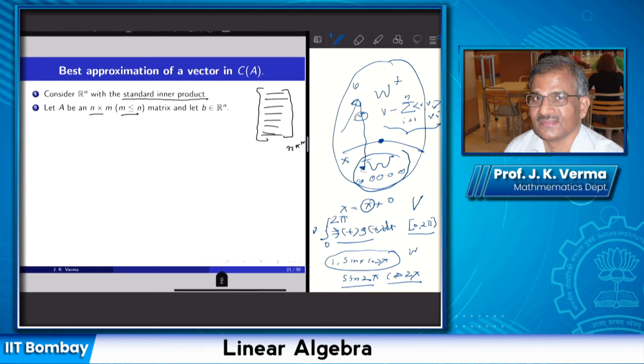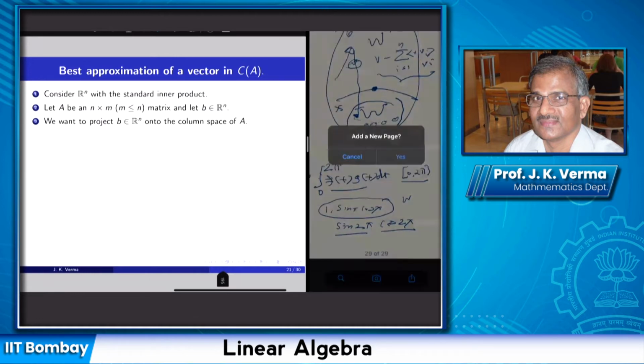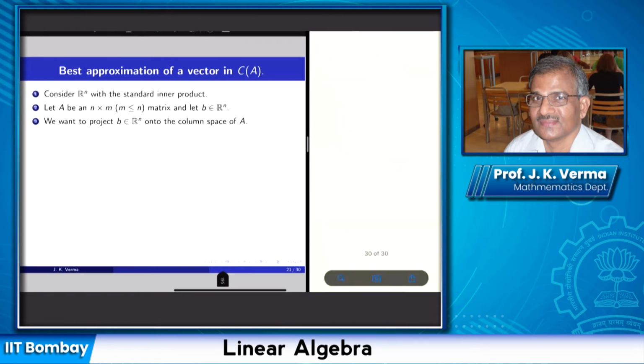The column vectors of A, there are m column vectors. They are all inside Rn. And we want to find a best approximation of a vector in Rn which is inside the column space. That's our problem. So we have solved this problem by the idea of projection.